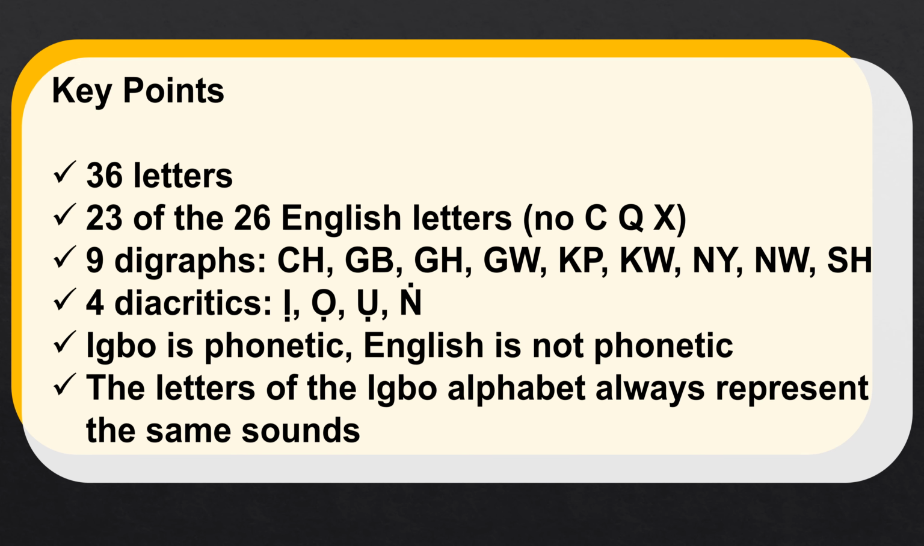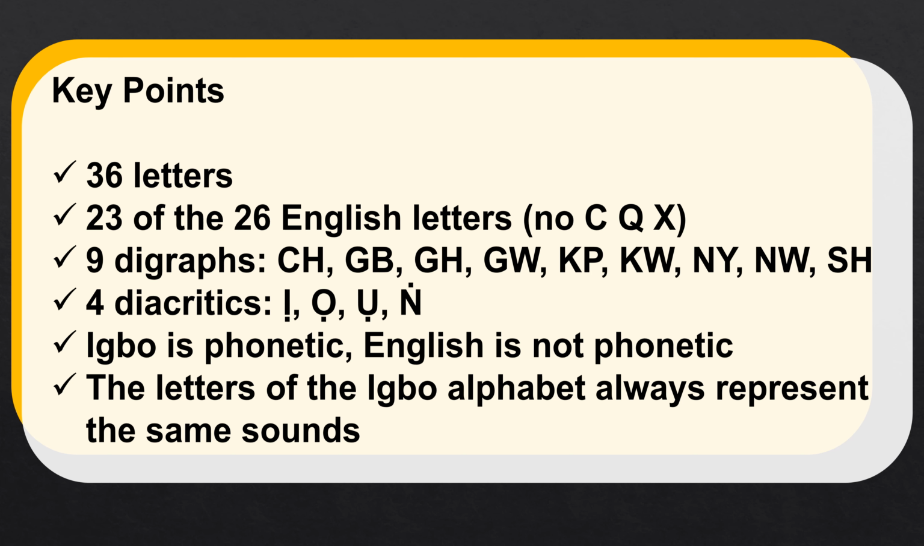Key points to remember. The Igbo alphabet has 36 letters. 23 of the 26 letters of the English alphabet are also in the Igbo alphabet. So the exceptions, what we don't have in the Igbo alphabet, are C, Q, X.